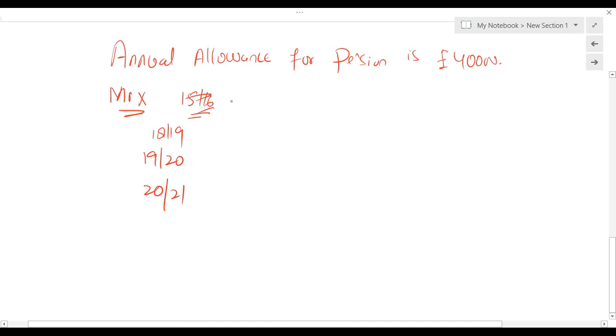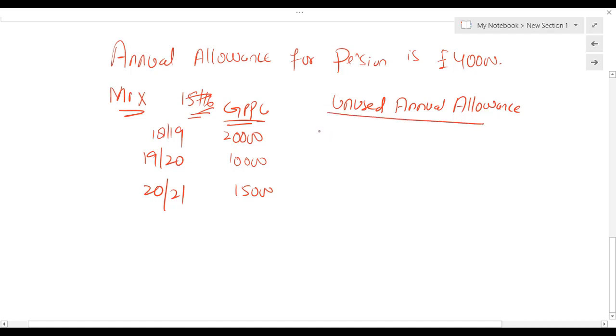Assuming gross PPC which Mr. X contributed: in 1819, the contribution was 20,000. In 1920, the contribution was 10,000. In 2021, the contribution was 15,000. Which means, if I ask you what is the unused annual allowance? So from 40, you need to deduct 20.